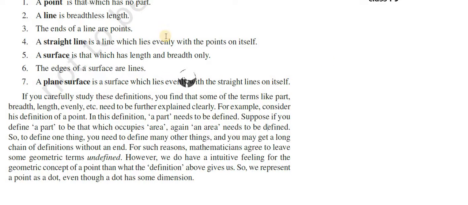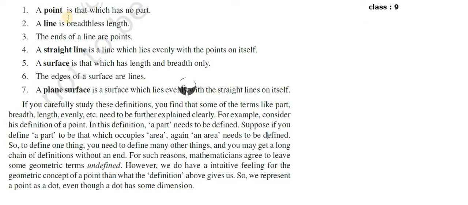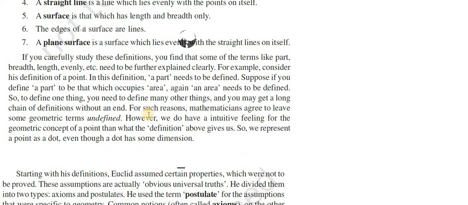Suppose we take this definition: a point is that which has no part. Okay, which has no part, what do you mean by part? If we define part, then again one question arises. Like this, questions keep on arising like a chain link. To avoid this, the mathematicians in the ancient period, like Ptolemy, Euclid, Pythagoras and other mathematicians, agreed to leave some terms undefined. So they did not define these terms completely.